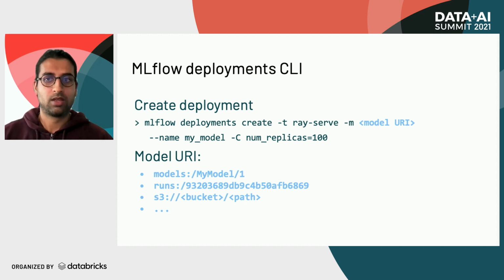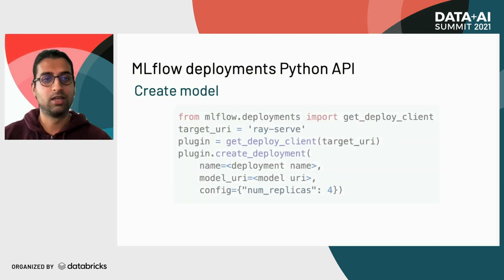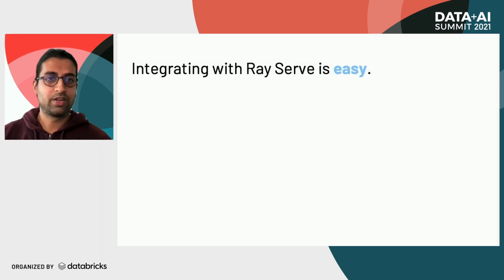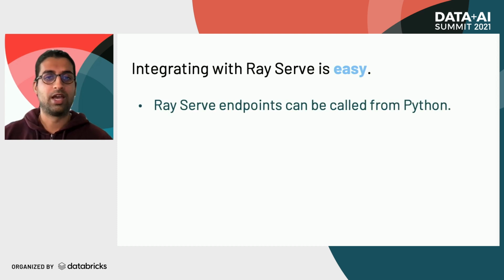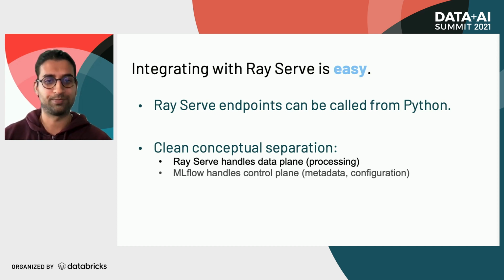And there are many other commands like deleting, updating, and listing deployments, and they all have corresponding things in a Python API. So from the command line or Python, you can use all of these commands. So here's the one for creating a deployment from Python. And integrating with RayServe is easy. This is because RayServe deployments can be called from Python. And this gives you a clear conceptual separation where RayServe handles the data plane, the processing, and MLflow handles the control plane, which is the metadata and configuration.